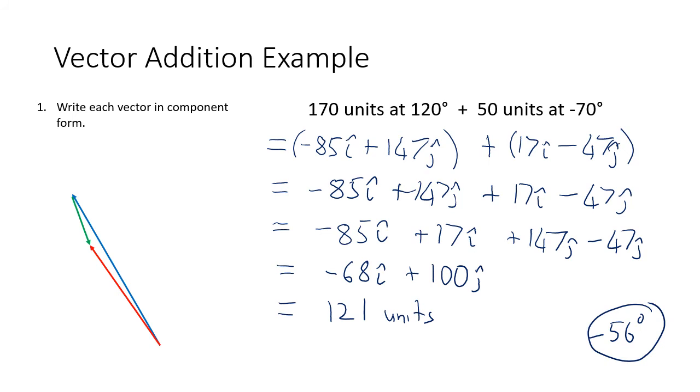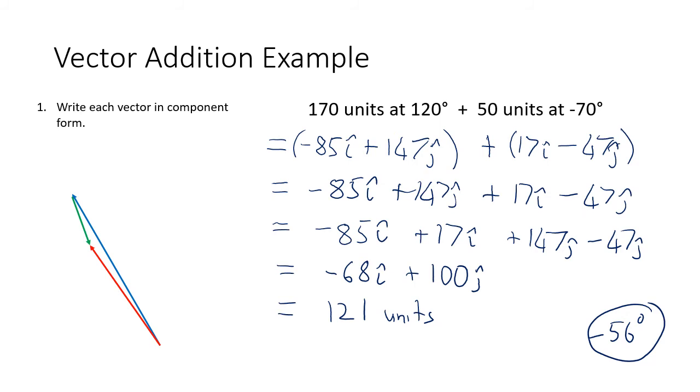But if you recall from an earlier lesson, that may not be the correct answer. When you use the inverse tangent function, you're asking your calculator to tell you which angle has a tangent, in this case, of 100 over negative 68. And there are two angles which have any given tangent. One of them is negative 56. The other one is the one that points in the exact opposite direction. So you have to check your answer.